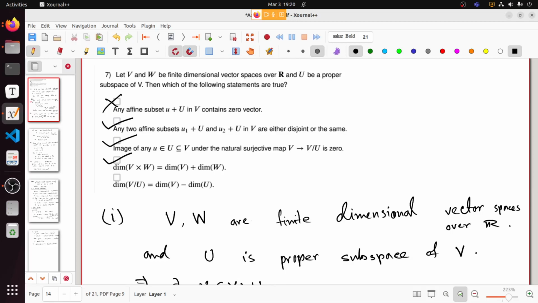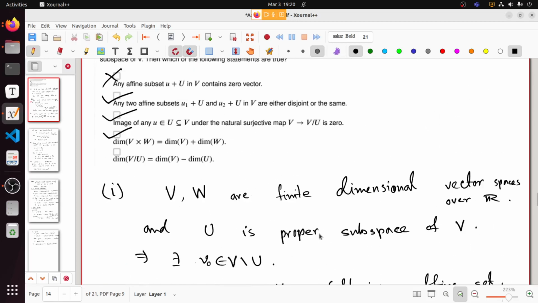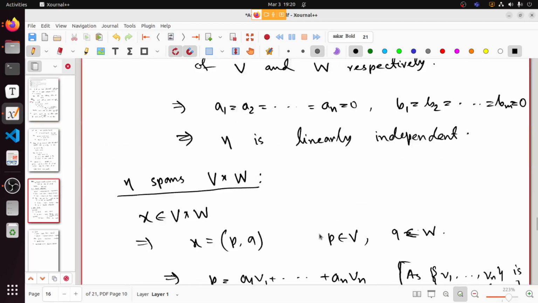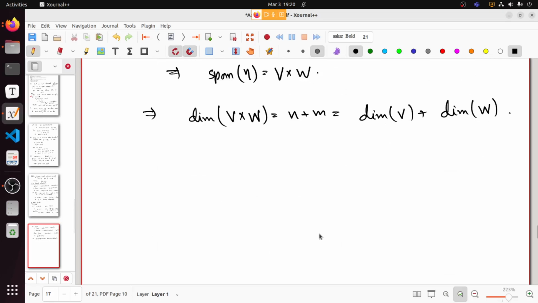And now you have to find the dimension of the quotient space V mod W. So we have to find a basis for V mod W, the quotient space. So this is option number 5. So we have to find the dimension of V mod U.